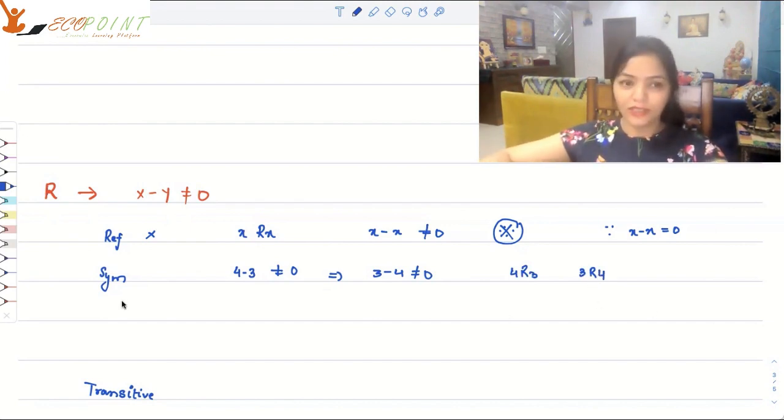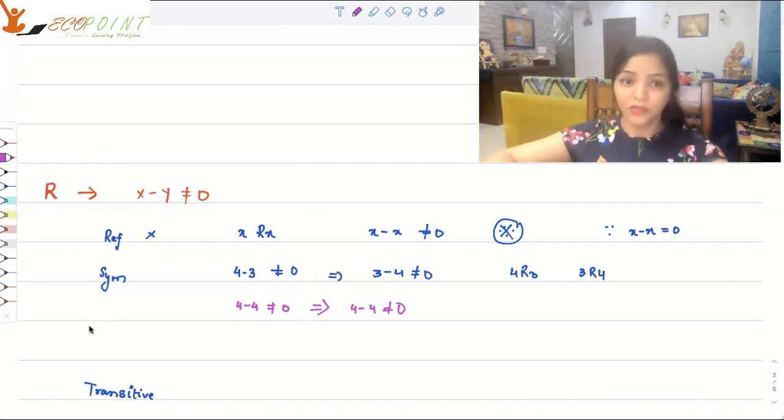Now I'm going to take you through another example here. So what about 4, 4? Now, 4, 4, that is 4 minus 4, is not equal to 0. Does that imply 4 minus 4 is not equal to 0?